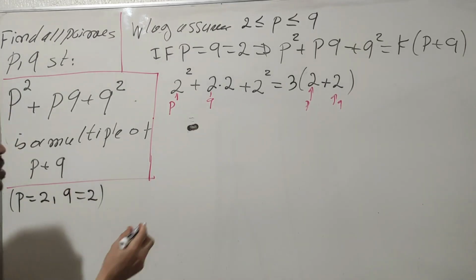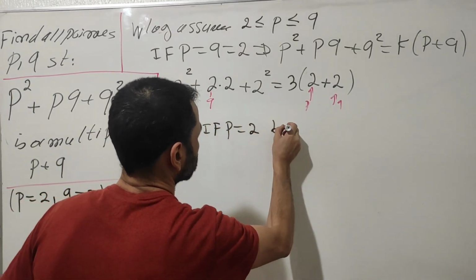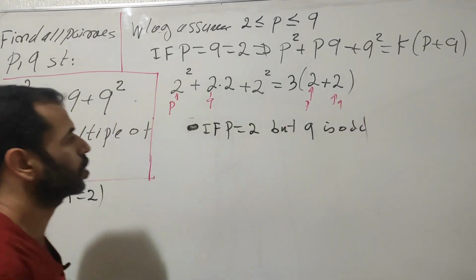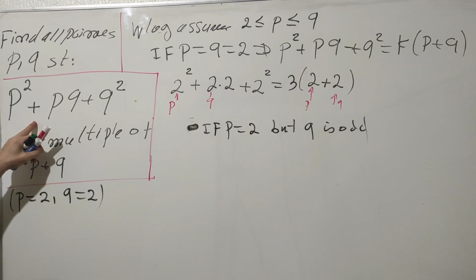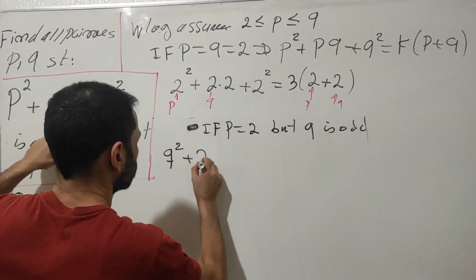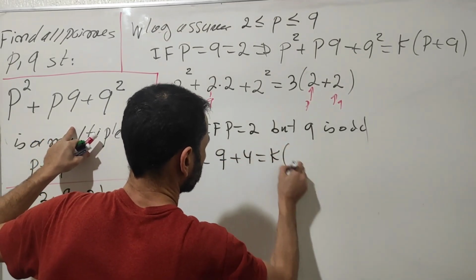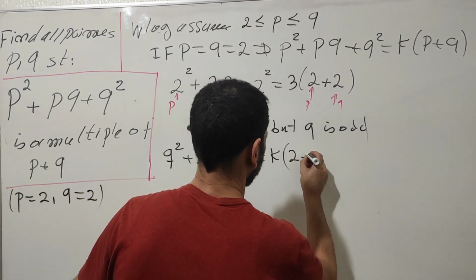Now let's assume p equals 2 but q is odd, okay? Well, let's simply replace this number 2 into p here. So we get q squared plus 2q plus number 4, which equals k multiplied by p plus q. P is going to be replaced with number 2 plus q.